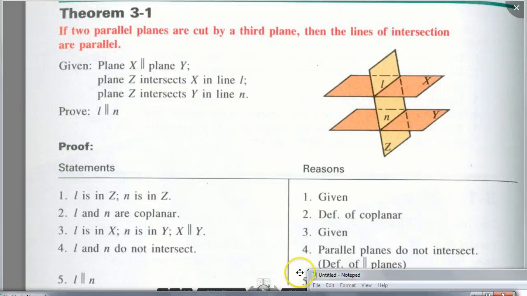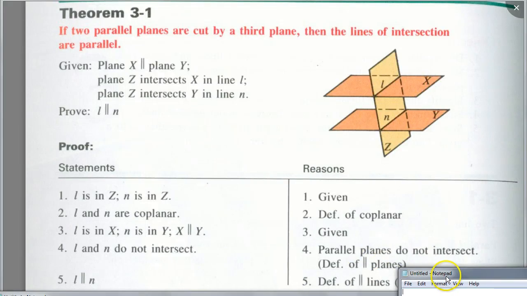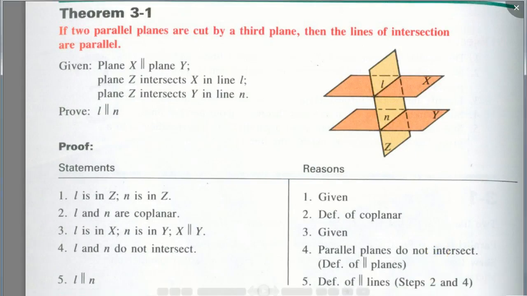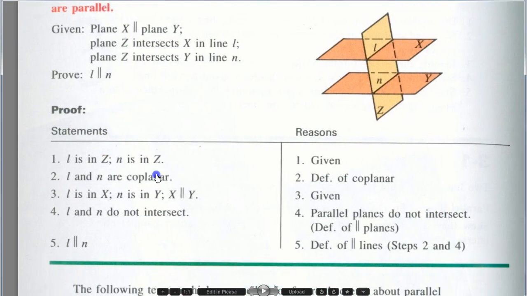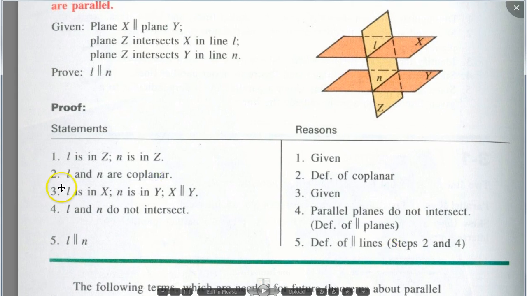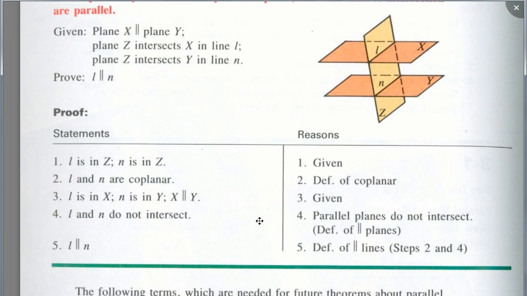Definition of parallel lines is correct, and which part of this proof tells you that L and N are parallel? Yes, Brandon. Step 2 and step 4. Why do we need that, guys? Why is it important to understand that we have to have step 2 and 4 to use the definition of parallel lines here? Yes, sir. Because they need to be coplanar. First of all, they need to be coplanar. Secondly, they have to not intersect. Does that make sense?